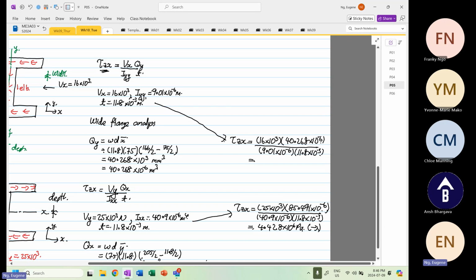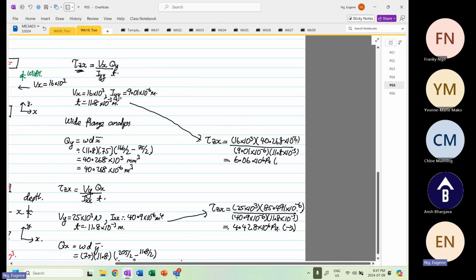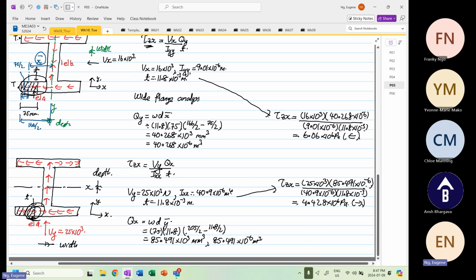So it's 16 times 10 to the power 3 times 40.268 times 10 to the power minus 6, divided by 9.01 times 10 to the power minus 6, divided by 11.8 times 10 to the power minus 3, is equal to 6.06 times 10 to the power 6 Pascal. And if you look at this direction, it is going towards the left, right? And if you look at the 25, it is going towards the right.